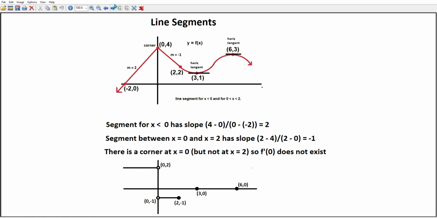And we end up drawing the following graph. Here, for x less than 0, we said the slope of our graph was 2, so the derivative is 2. Between 0 and 2, the slope of that graph was -1, so the derivative has value -1. And we have the 2 points that we already know about.